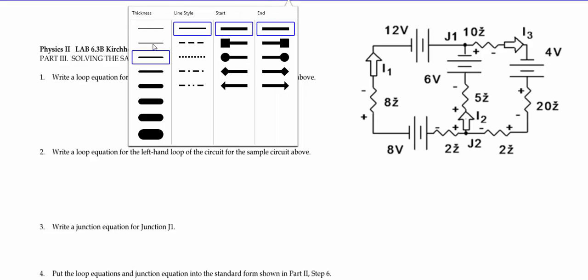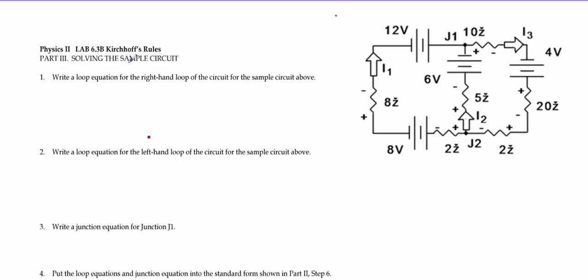I'm going to do this in red. Alright, so we're going through the right-hand loop of the circuit, and I need a starting point. I'm going to start here at junction 1. Now, the first thing I see is I3 through this 10 ohm resistor. It goes from positive to negative, which means that's a negative voltage. So remember, voltage equals current times resistance, and for a resistor, if it goes from positive to negative, we use negative. So I have negative 10 ohms times the current I3.